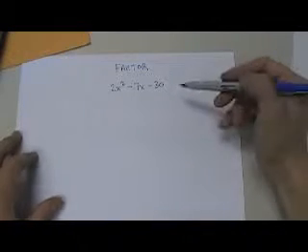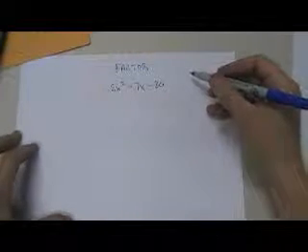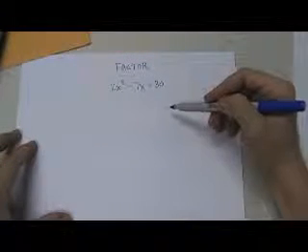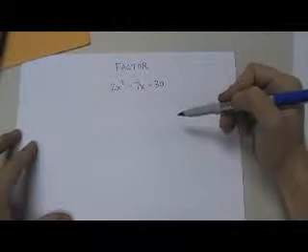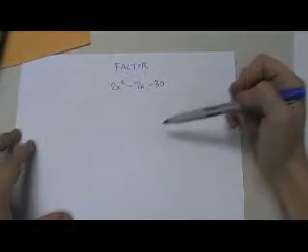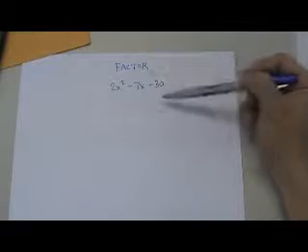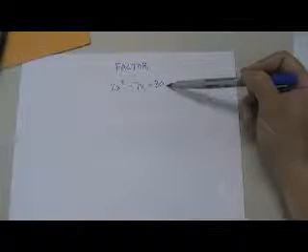So today we're asked to factor 2x squared minus 7x minus 30. First things first, you want to try and factor out a greatest common factor. 2x squared minus 7x minus 30. The first thing I notice is there are no x's that I can pull out because 30 has none.